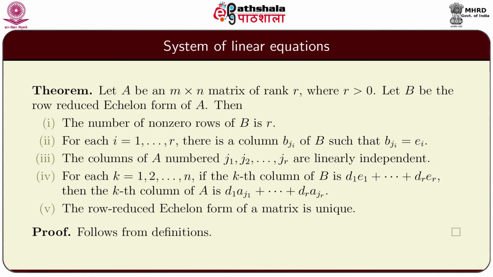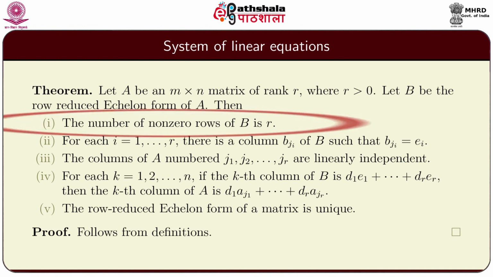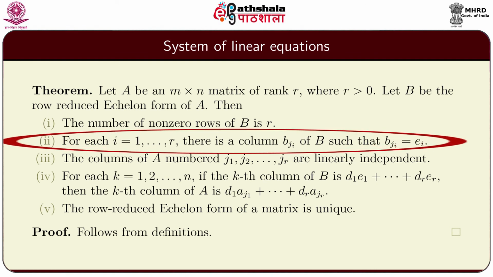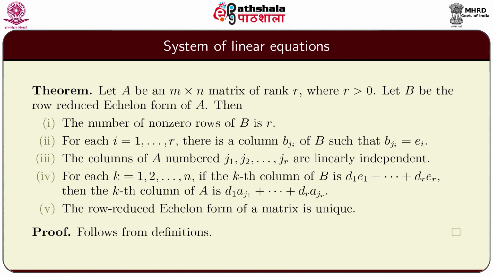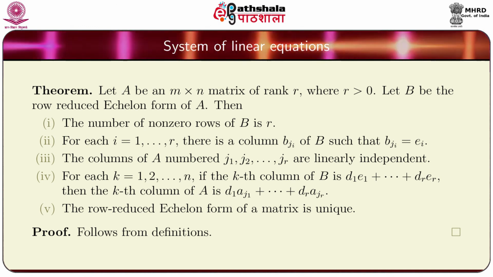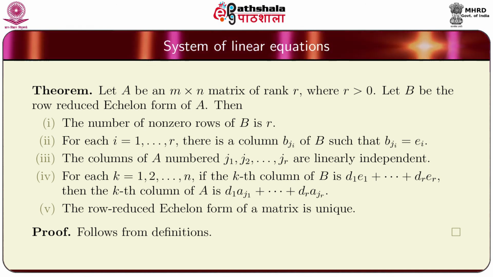This theorem talks about the uniqueness of the row reduced echelon form of a matrix. So, let A be an m cross n matrix of rank r, where r is positive. Suppose that B is the row reduced echelon form of A, then the number of non-zero rows of B is r. For each i from 1 to r, there is a column j_i of B such that it is e_i, that is the canonical basis vector with 1 at the ith position and the rest all 0.